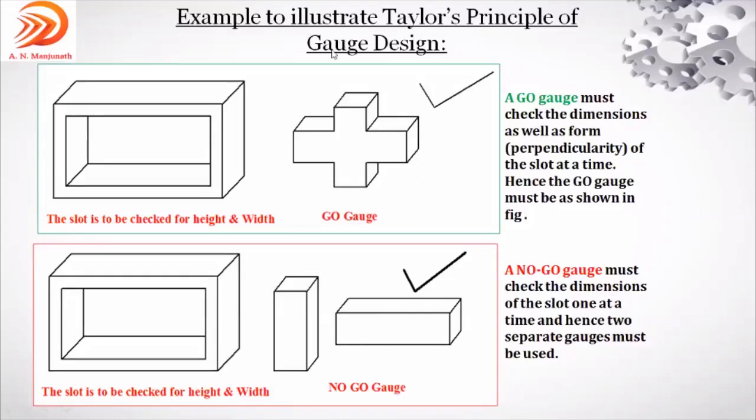What we are discussing is with respect to the design of the gauge only. And for the design of the gauge, the Taylor principle is used. This is the correct one. Go gauge should inspect all the dimensions. No go gauge should inspect one dimension at a time. Right? Understood? Any doubt in that one? This is the rule as per the statement.